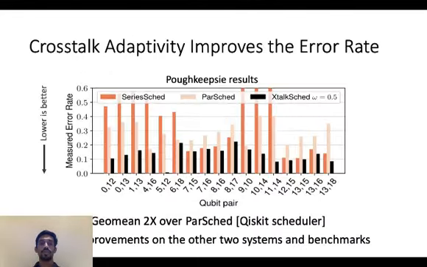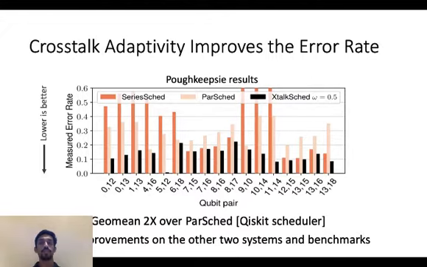So in this figure, we compare the error rate for our scheduler, which we call XtalkSched, with two baselines. The first baseline is called SeriesSched. This baseline basically serializes all instructions in the program, and it is equivalent to inserting a barrier after every single instruction. The second baseline is called ParSched, which maximizes parallelism, and this is the policy used in current compilers like Qiskit. So on the x-axis, we have different qubit pairs.